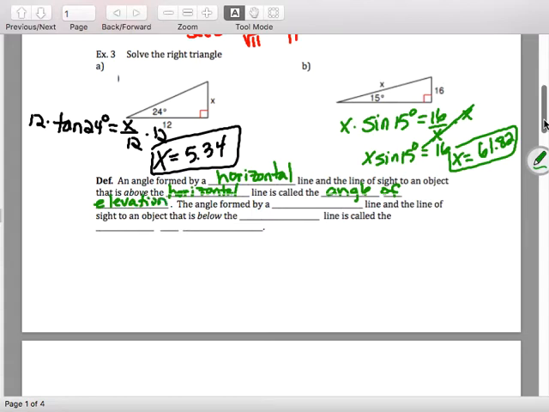Again, an angle formed by a horizontal line and the line of sight to an object that's above the horizontal line is called the angle of elevation. The angle formed by a horizontal line and the line of sight to an object that is below the horizontal line is called the angle of depression. And we're going to draw a picture here.